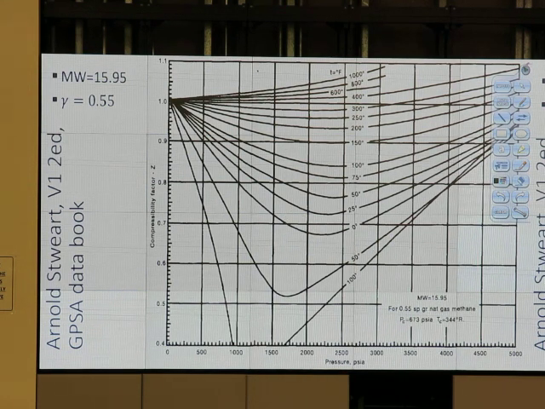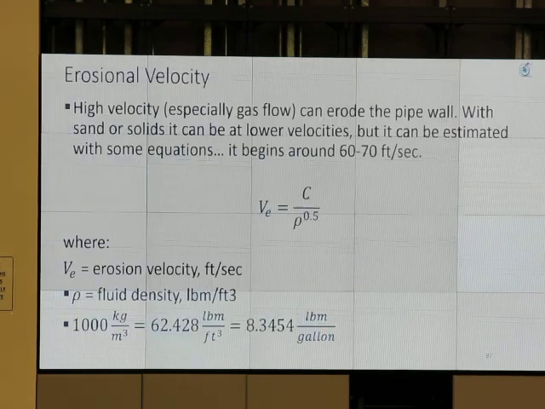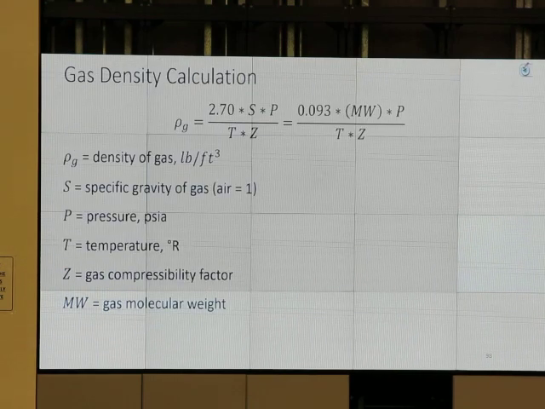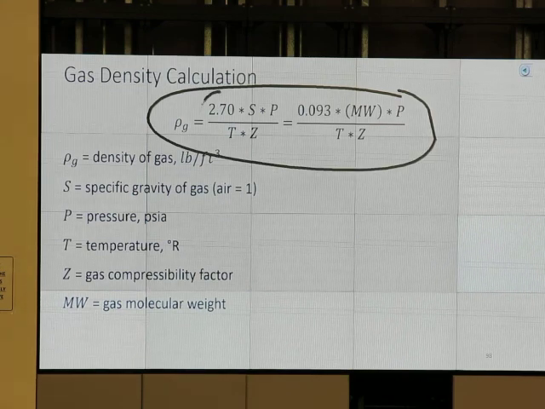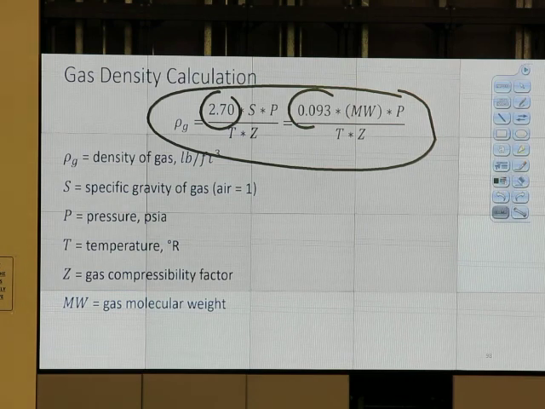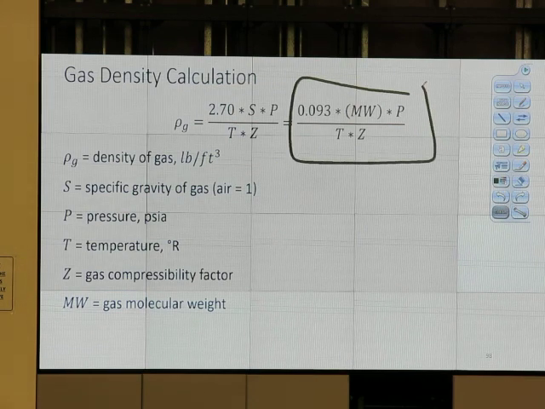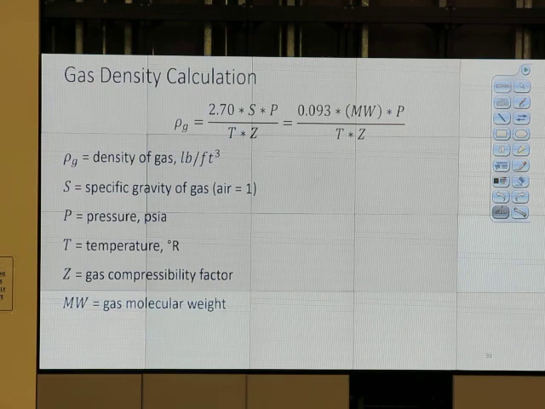We use PV equals Z nRT. After we work out all the units, we get two options, 2.7 or 0.093. So let's say we know the molecular weight, we can use this formula. Jason, do you know the derivation of that? Yes. Ideal gas law. Okay. Z is the compressibility factor. T is temperature in Rankine. P is the pressure in psia. MW is molecular weight. So then we can calculate this rho.